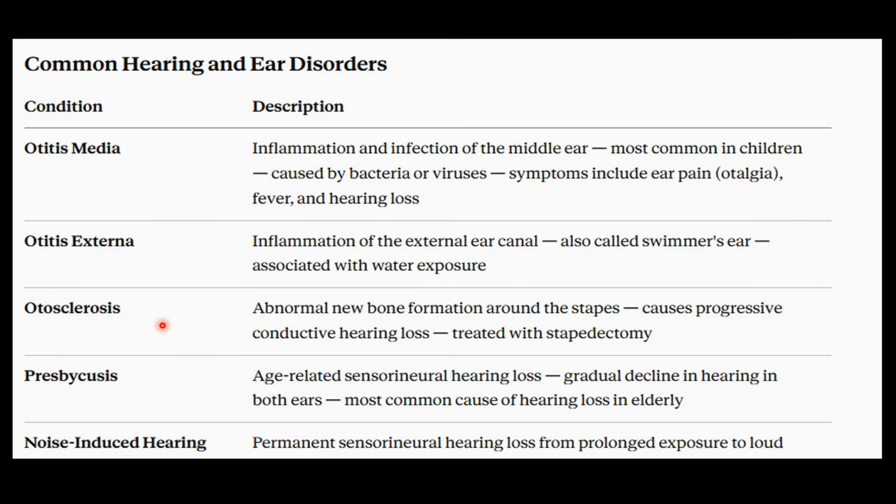Then we have otosclerosis, which is an abnormal new bone formation around the stapes. As I mentioned earlier, in the anatomy of the ear we talked about the stapes and what all bones are there, so you can relate this now. When abnormal new bone formation starts, it causes progressive conductive hearing loss, which is treated with stapedectomy. Then we have presbycusis, an age-related problem where hearing gradually declines in both ears, the most common cause of hearing loss in the elderly.